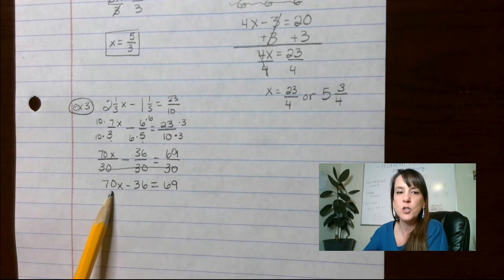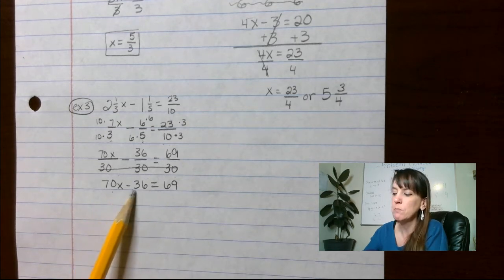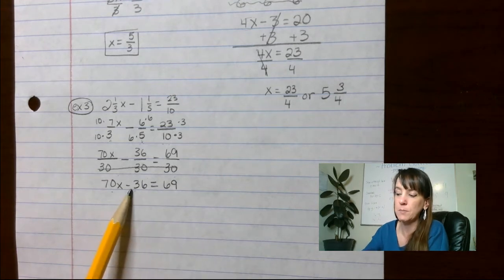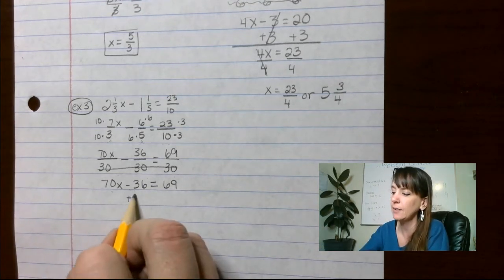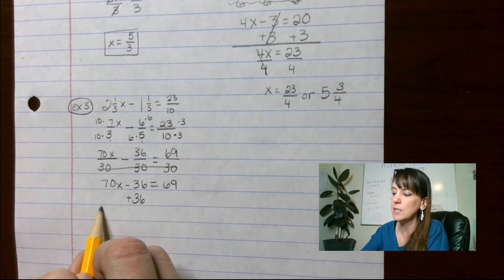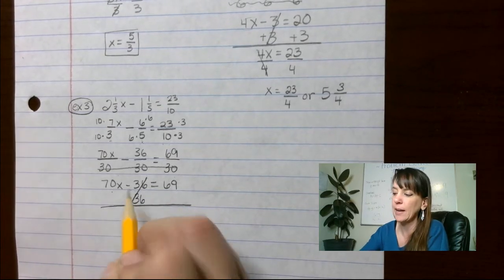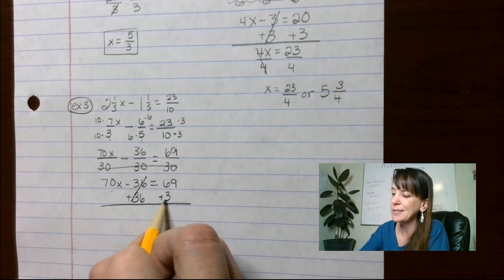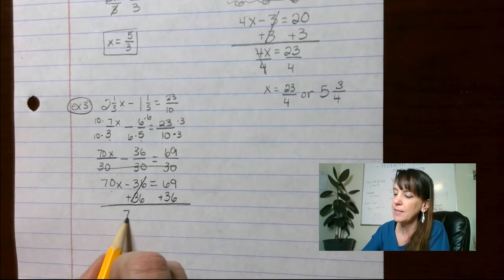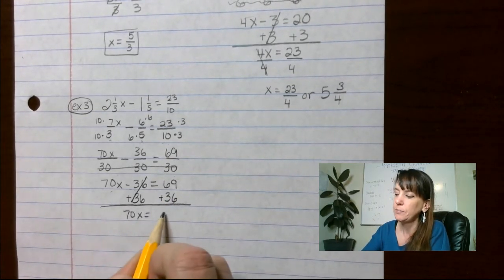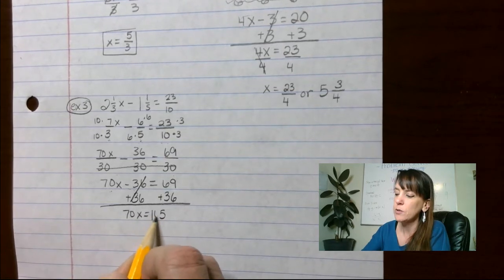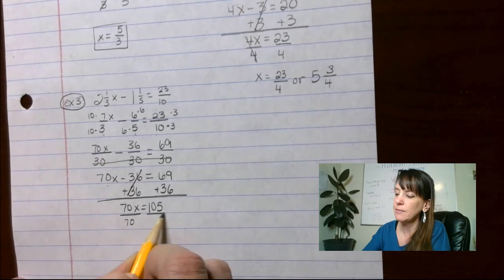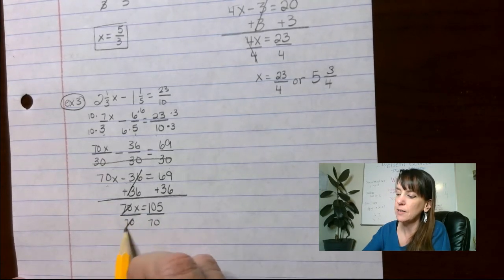Now I want to get this chunk with the variable by itself, so I'm going to move this chunk over. And in order to do that, I have to add, because I'm subtracting, and the opposite of subtract is add. So plus 36, because when I do that, this goes away and 70x is all by itself. But what I do to one side, I've got to do to the other. So I get 70x equals 105. Divide this by 70, divide this by 70. This cancels out, this cancels out.